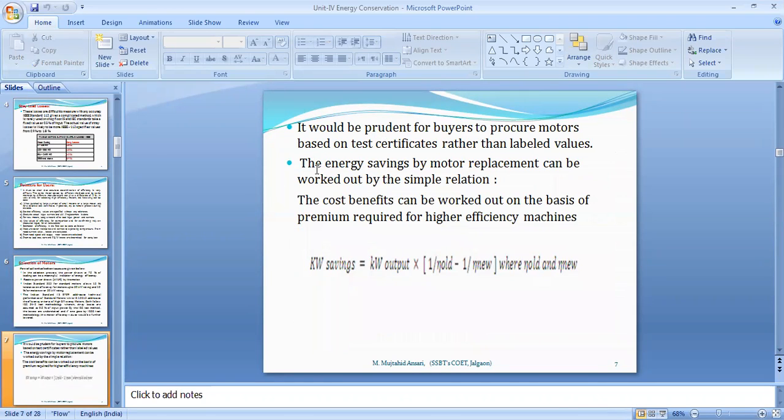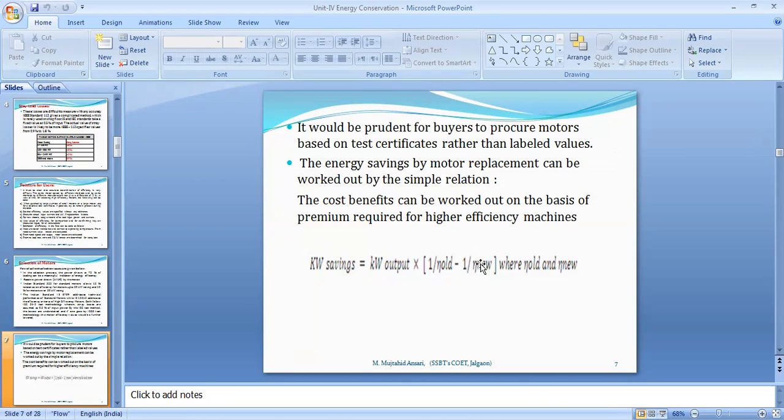The energy saving by the motor replacement can be worked out by a simple relation. The kW saving, if you are going to replace the old machine by a new machine, is the kilowatt output, whatever the capacity. If you are going to replace a 50 kilowatt motor, here 50 kilowatt is the capacity of the motor, multiplied by the bracket of 1 upon efficiency of old machine minus 1 upon efficiency of new machine.